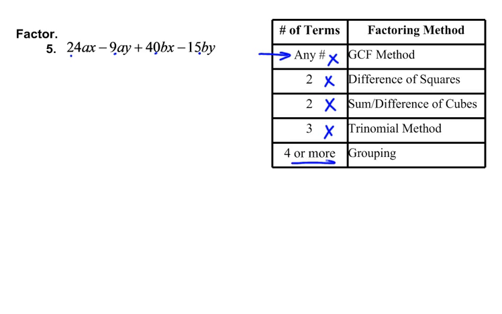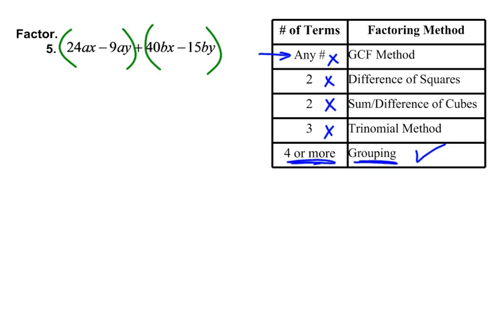So we are going to go with the grouping method, which means that we're going to take these 4 terms and split them into 2 groups. So I'm going to make a group here, and I'm going to make a group here. Now, if you've mastered the trinomial method, we're really doing the same thing, but we don't have to do all that stuff at first where we multiply the first and last terms.